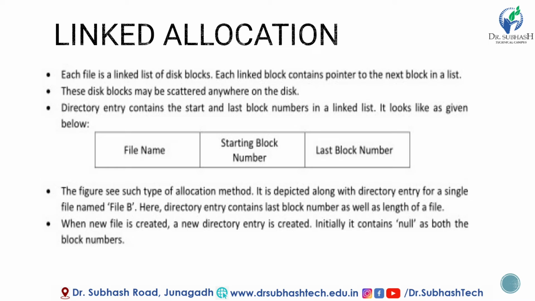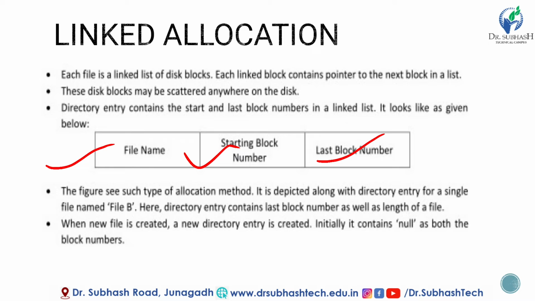It looks like as given below: file name, starting block number and last block number. So here a file is actually a linked list of disk blocks. Now what is a linked list? It is a whole unit of data structure, and I think all of you are aware of it. Each linked block contains a pointer to the next block in the list.